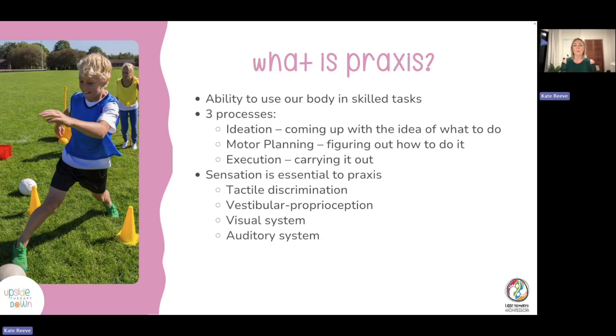For example, we want to do an obstacle course. In our minds, we come up with the plan of how we're going to be moving our bodies through that obstacle course. The next one is motor planning. This is where we use our body to accomplish that task. That's when we actually move through the obstacle course. And then the last part is execution.